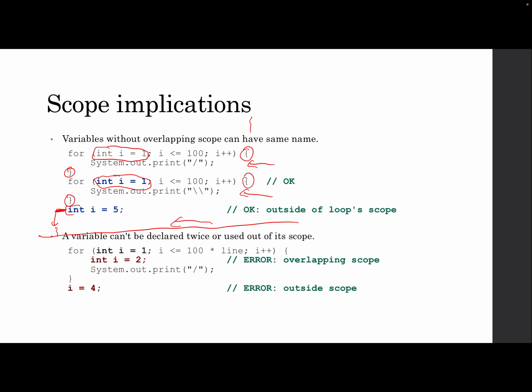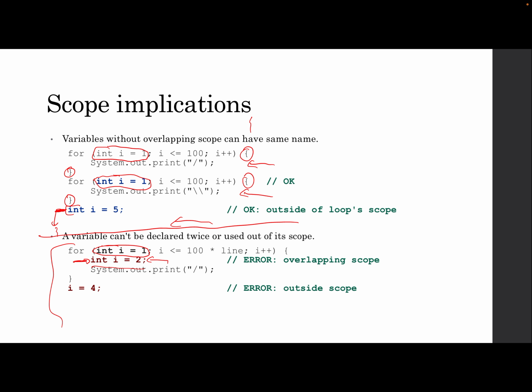Now that differs in the second example. In the second example, we are trying to use an i outside of where it was declared, and we're trying to declare an i again where we already have an i declared, and we can't do that. So here we're trying to declare another i inside of a scope where i already exists. I already declared i here in the for loop. I can't do it again. So you can't say int i equals 2. It's not allowed.